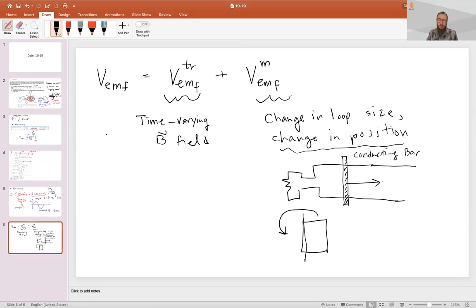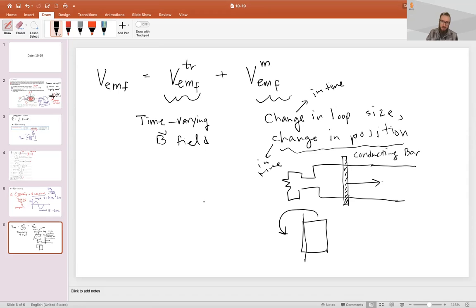Okay, so we have two types of electromotive force: the transformer, due to the time varying magnetic field, and then the motional, due to the loop itself moving in time. So both of these describe changes that can happen in time, right? So change in time of loop size, or change in time of position.